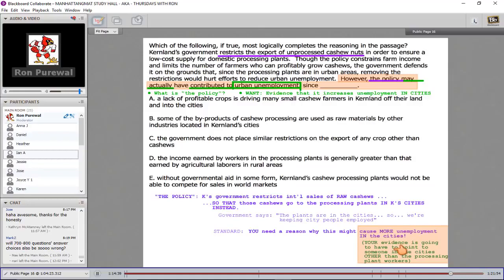Okay. Well, let's take a look at the choices. Why might this cause more unemployment in cities? Well, if the farmers don't make profits and they drift off of the farmland and go into the city, when they get to the city, they don't have a job. So this would definitely explain it. Farmers who just randomly show up in the city are not going to have jobs, at least not at first. So this is the answer we want.